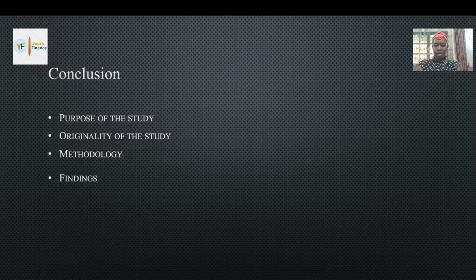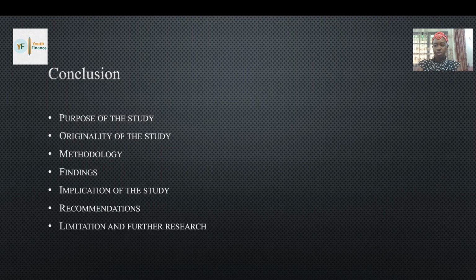The conclusion completes the entire work. It gives the picture of what has been achieved while still recalling the purpose of the study, its originality, the methodology of the study, and its findings. The implication of the study has to do with what the study implies. Then you can suggest recommendations based on the situation on ground. You end with mentioning what your study could cover and provide what is needed for more investigation.